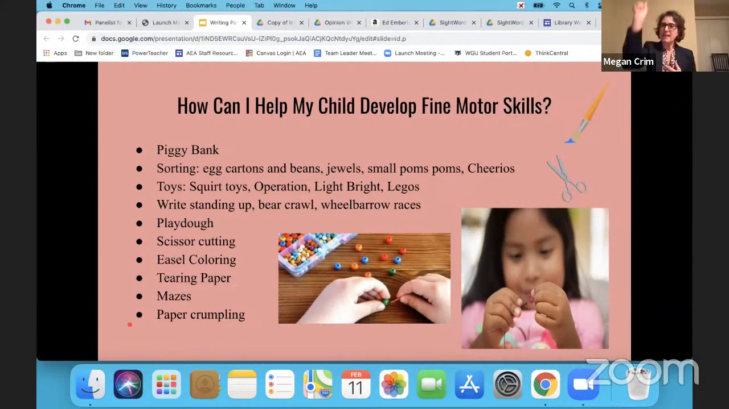Easel coloring, that's again having your arm in the right position. Tearing paper, doing mazes. First graders love mazes, and just following along and valuing that it takes a while to get through the maze. And a challenge, try to get through the maze and not touch the walls of the maze. Talk about concentration, stamina, building that ability to actually use tools. And paper crumpling, super helpful.